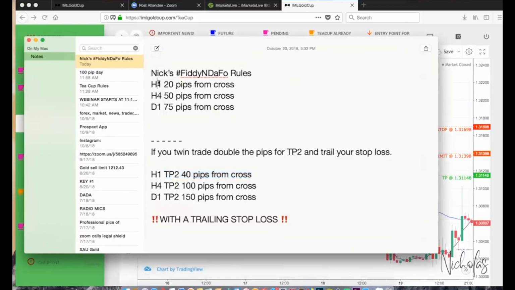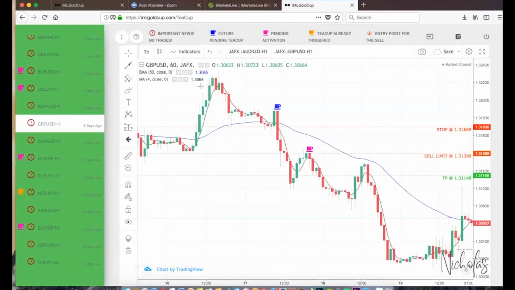So on the 1 hour chart, my take profit 1 is 20. My take profit 2 is 40. On the 4 hour chart, my take profit 1 is 50. And my 4 hour take profit 2 is 100. I'm just doubling. Daily 75, 150. Let's take a look at it on the chart.